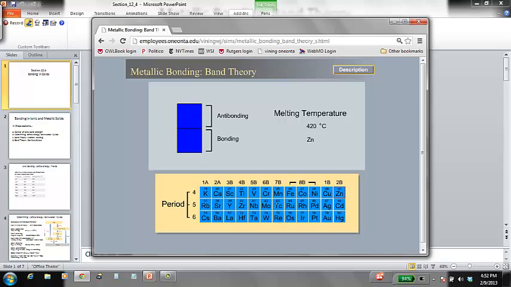And so as we get far to the right in the periodic table, we've filled up our antibonding orbitals, and our melting point has gone down again because we are counteracting our bonding. You can do the same thing down in these other fifth and sixth periods.